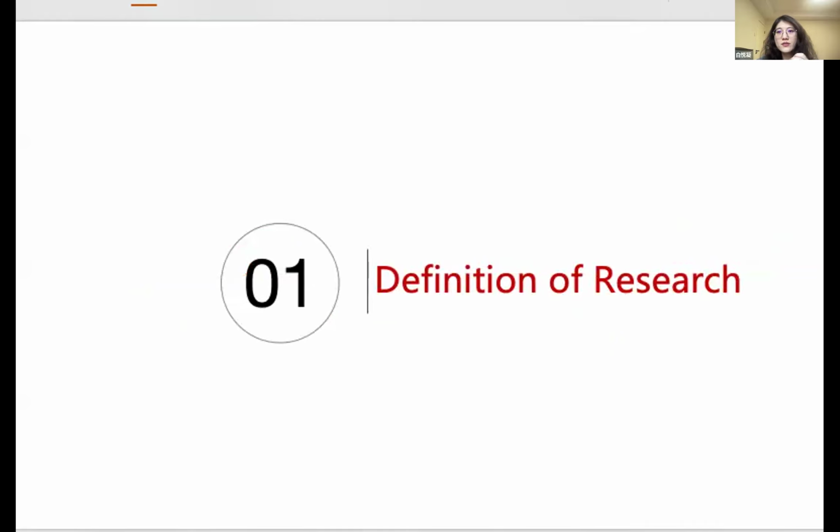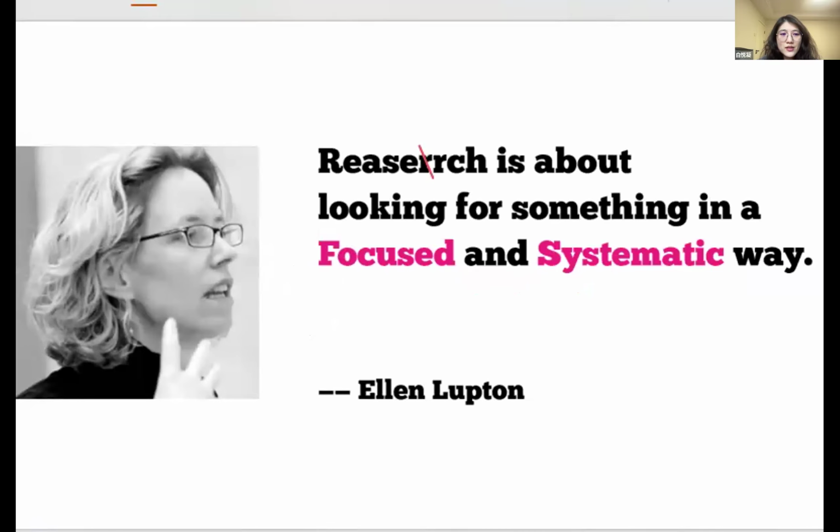Everyone knows the word research, which is basically gathering materials and is essential for creation. But how do we define these words in the methodology? First, let's see how two masters explain what research really means. Alan Lupton is a professor at the Maryland Institute College of Art, and she believes that research is about looking for something in a focused and systematic way. Here I just highlight two words, focused and systematic.